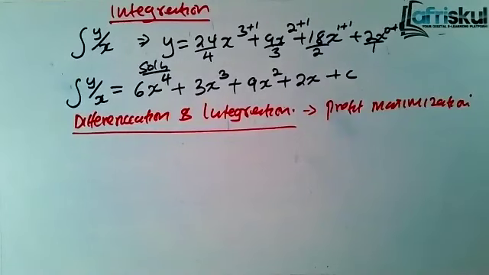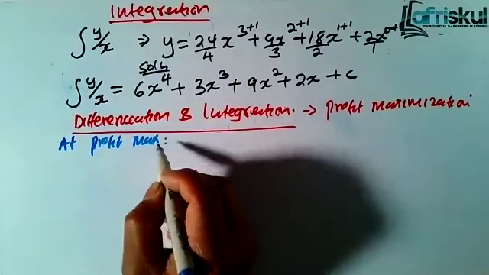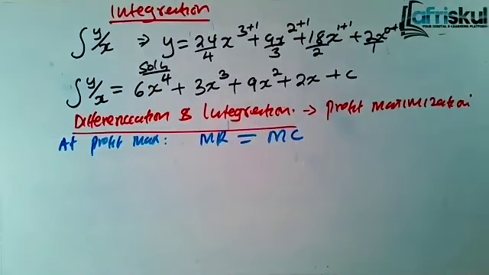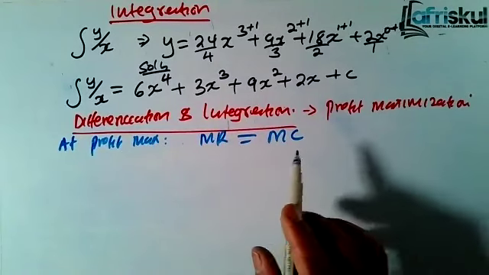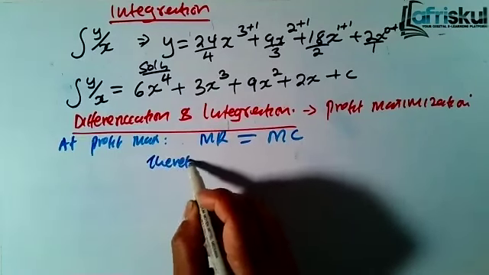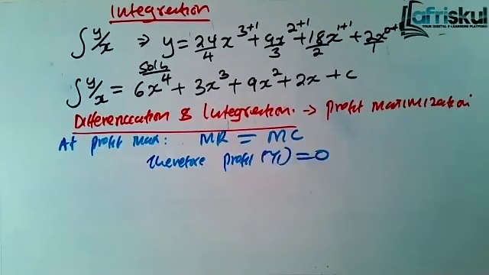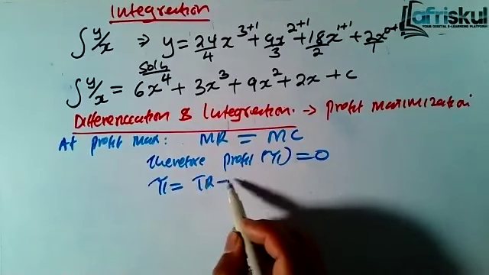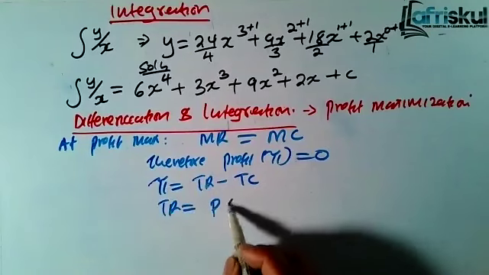At profit maximization, you need to note this, marginal revenue is equal to marginal cost. What does that mean? If the marginal revenue is equal to marginal cost, therefore the profit, denoted by pi, is equal to 0. Because if the marginal revenue and the marginal cost are the same, that means the profit is equal to 0. And how do we get the profit? Profit is total revenue minus total cost. How do we get total revenue? Total revenue is the price times quantity.